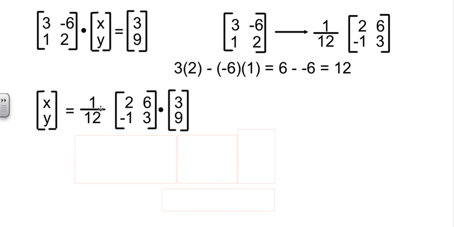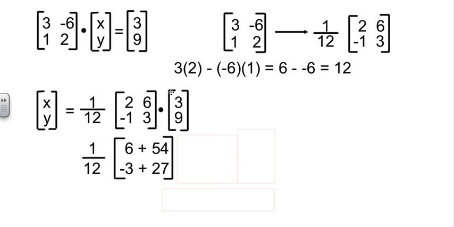Okay. Now here you have a couple of choices. You can distribute the 1/12 like we talked about a couple of slides ago, and then do the multiplication, or you can do the matrix multiplying first and then distribute the 1/12 in. That's what I recommend. That way you're not carrying around messy fractions all the time. So how do we multiply these matrices? Row times column. Okay. 2 times 3 plus 6 times 9. Negative 1 times 3 plus 3 times 9.